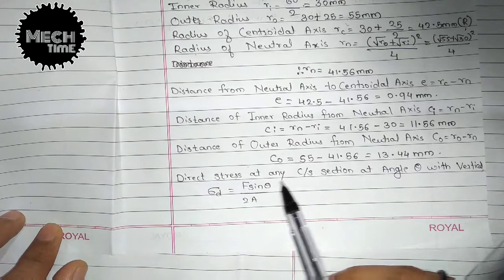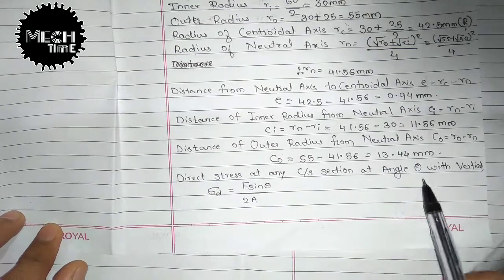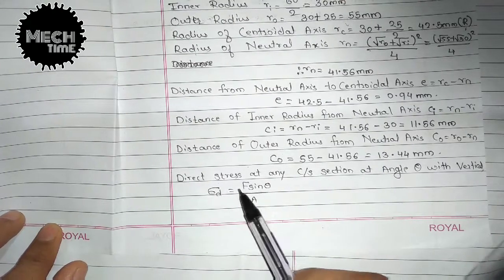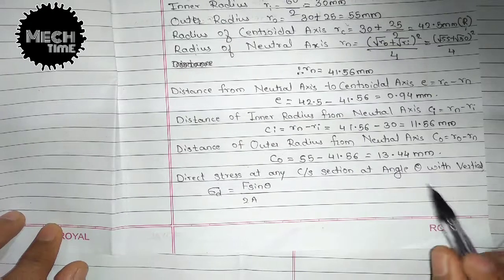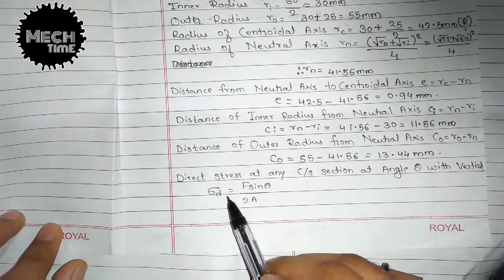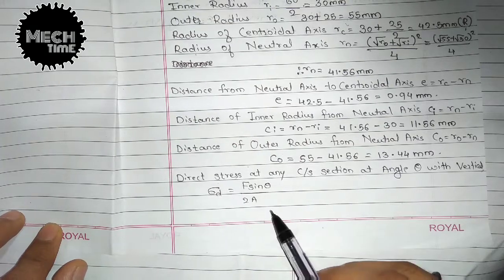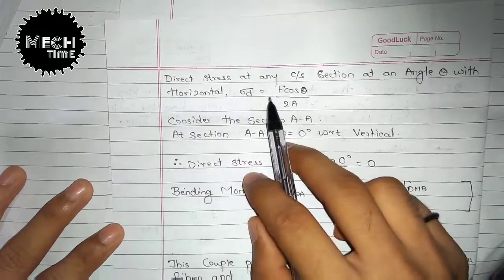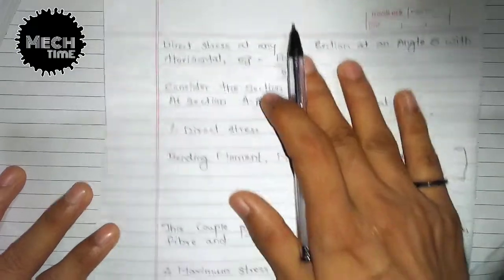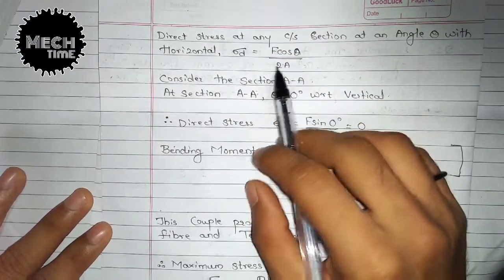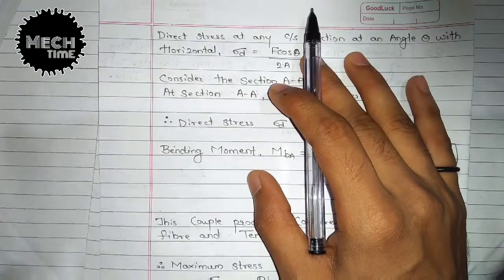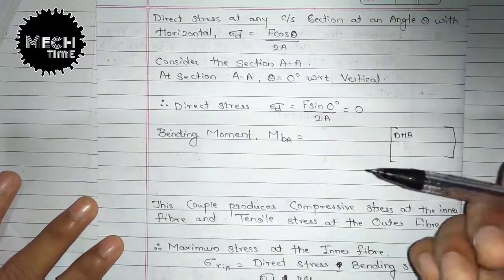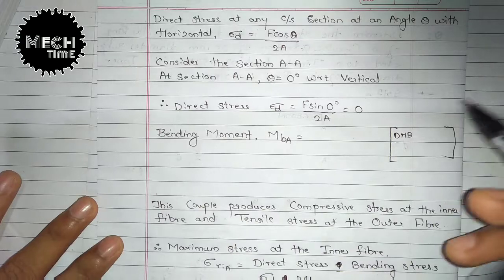So the direct stress at any cross section at angle theta with the vertical is sigma d equals F sine theta by 2A. And the direct stress at any cross section at angle theta with the horizontal is sigma d equals F cos theta by 2A. For a vertical it will be F sine theta by 2A. That is for section A to A and section B to B. Similarly, we need to find it for both sections. At last, we need to know the maximum stresses at the inner fiber and at the outer fiber.